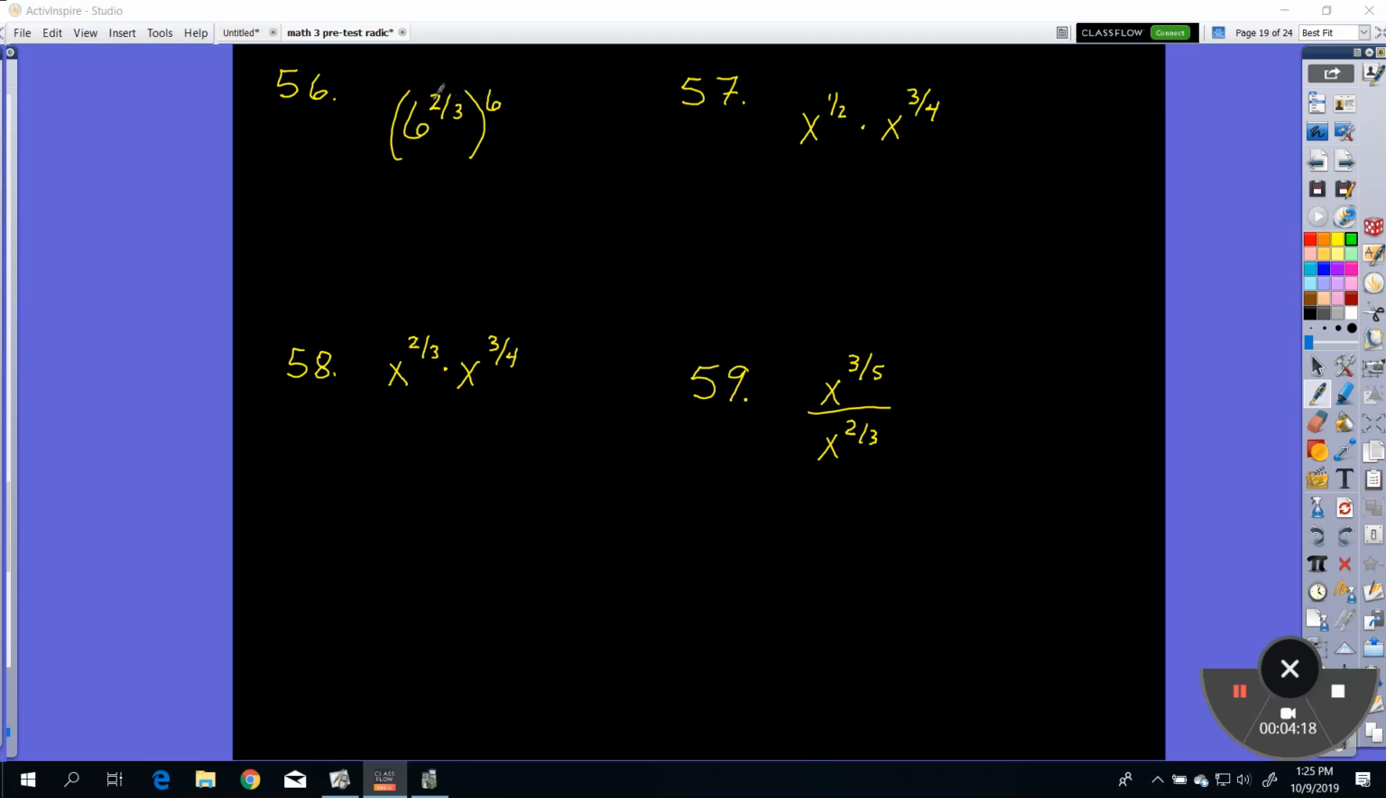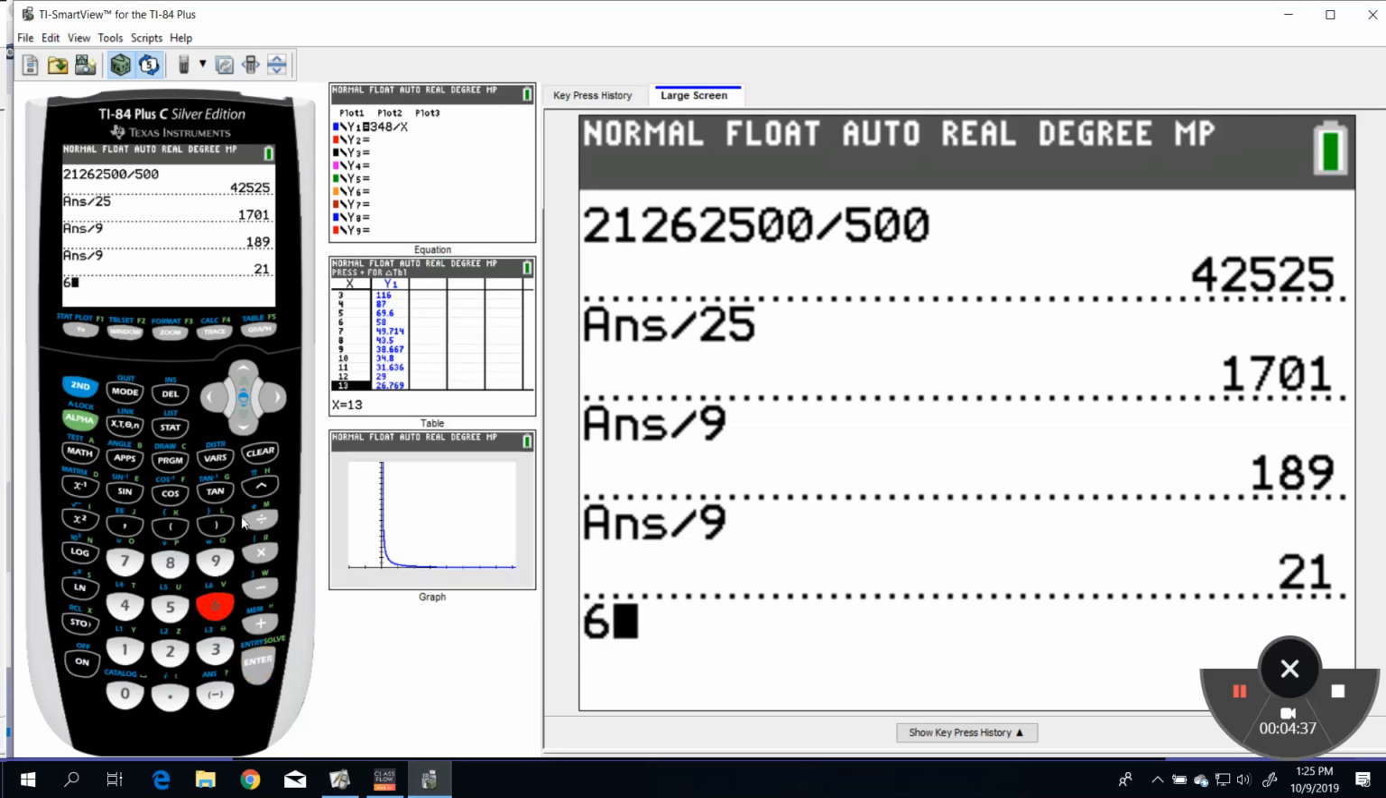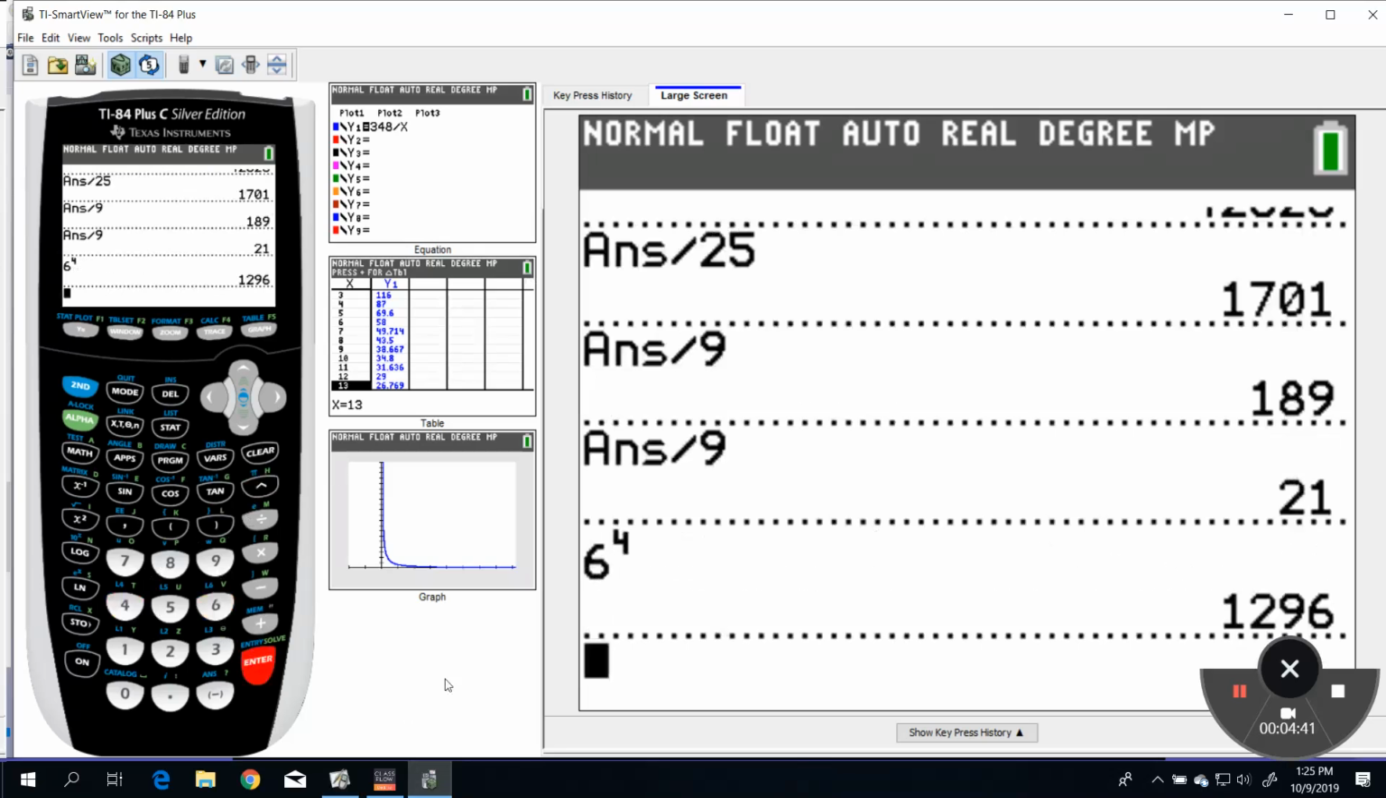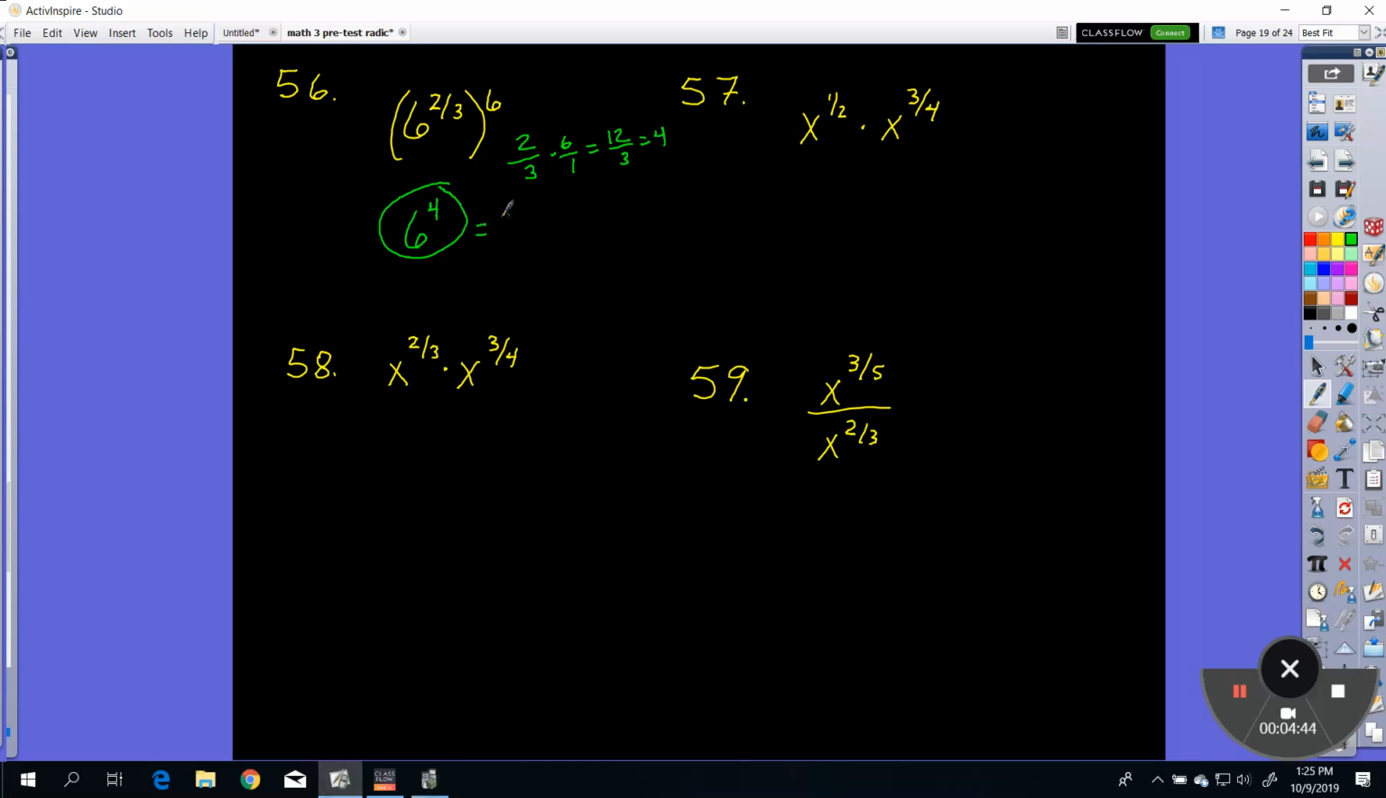So 56, we have a power to a power, so you multiply those. So you really have 2/3 times 6 over 1. So that makes 12/3, which is 12 divided by 3, so it's 4. So this is 6 to the 4th. And you can circle it like that, or you can go to your calculator and type in 6 to the 4th, which is 1296. So either of those answers would be correct.